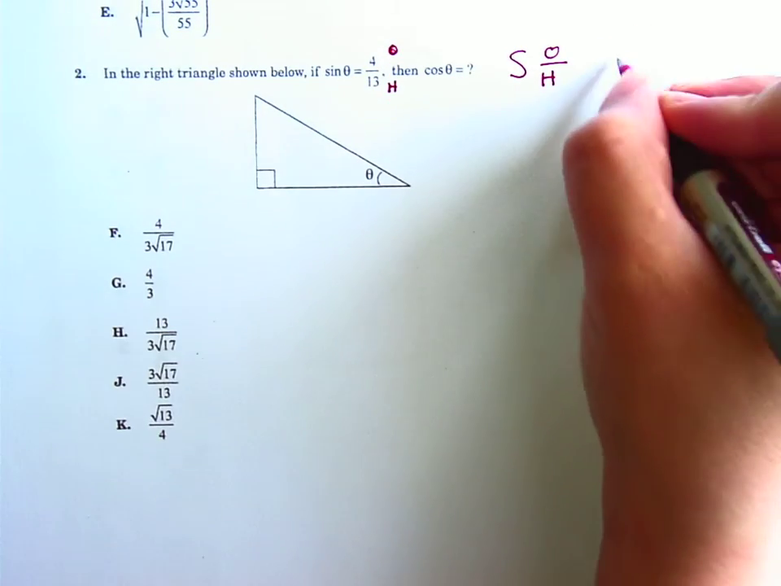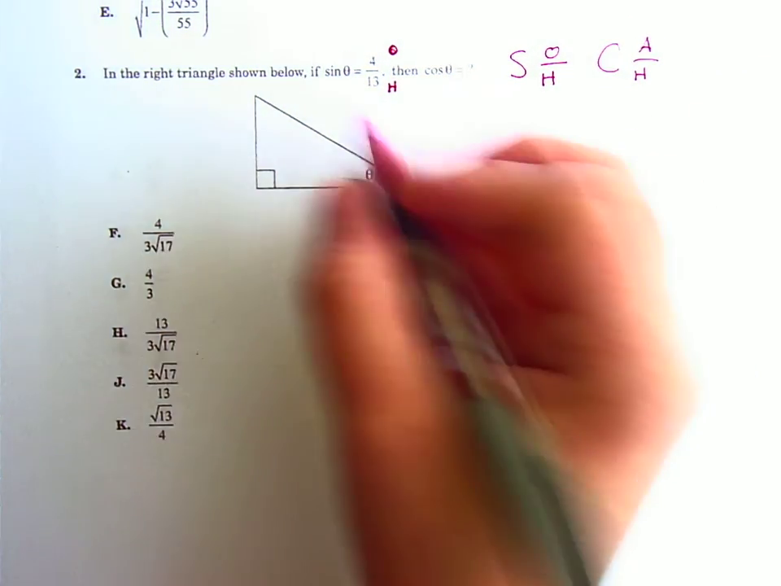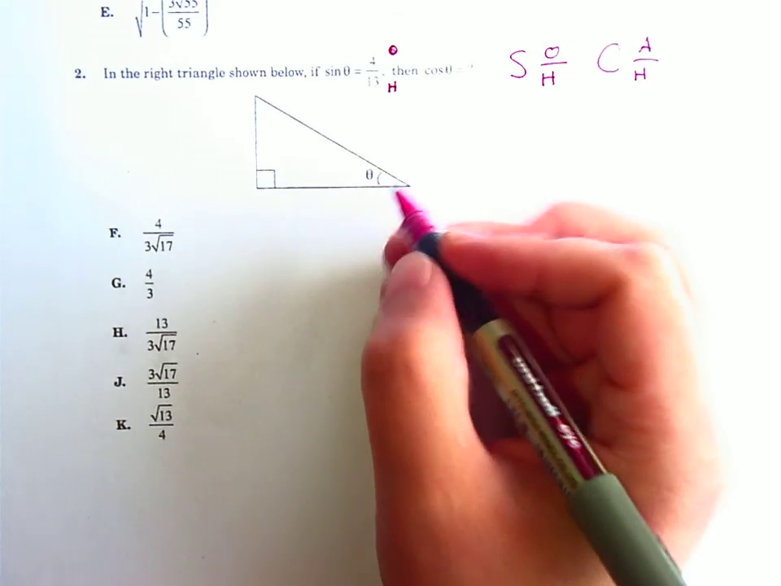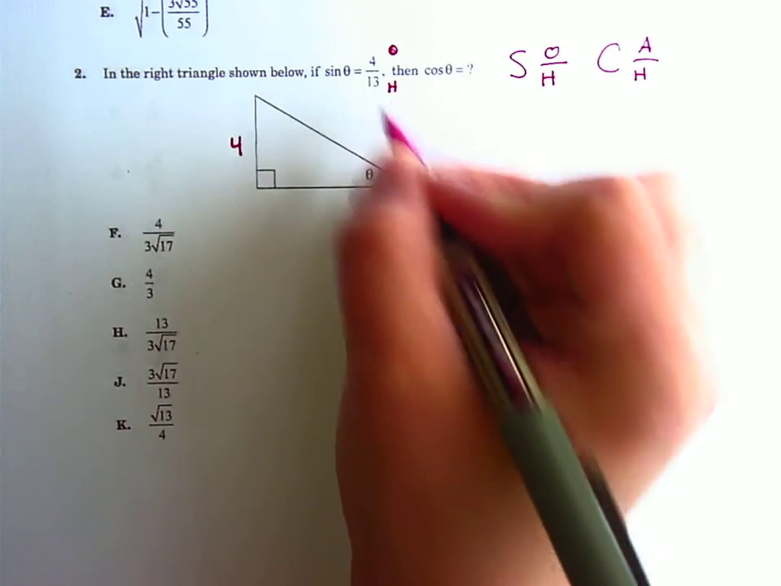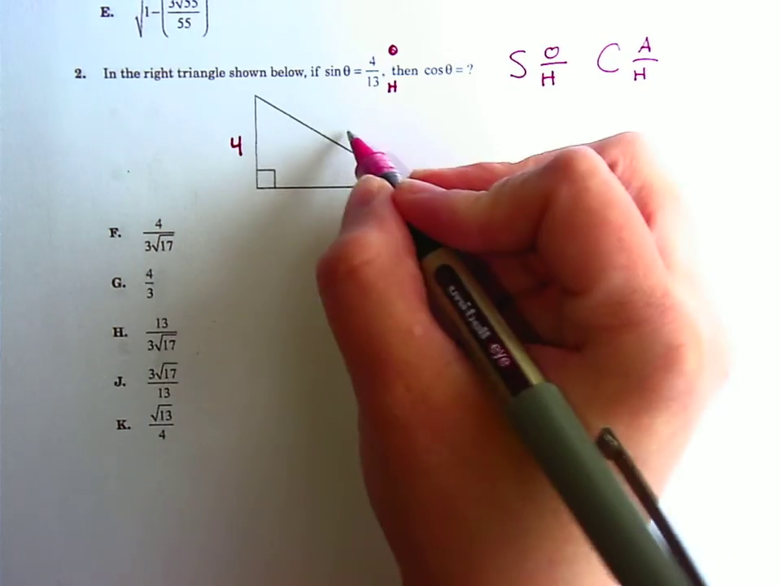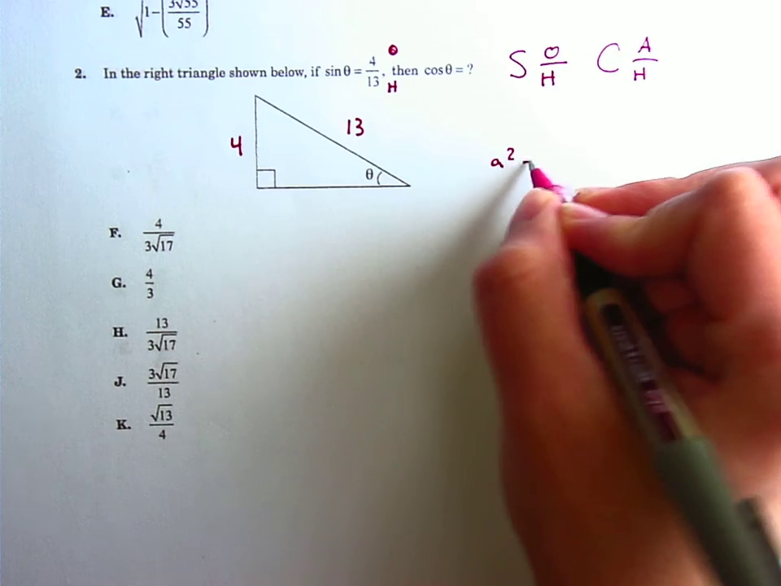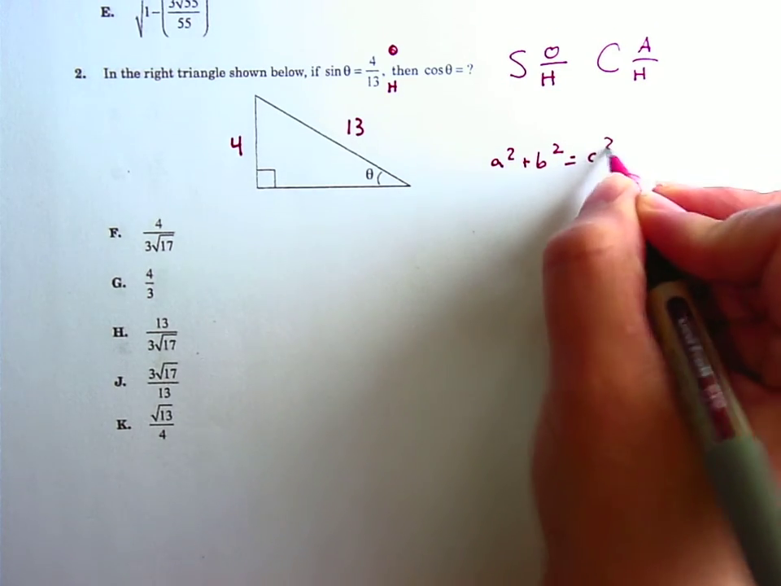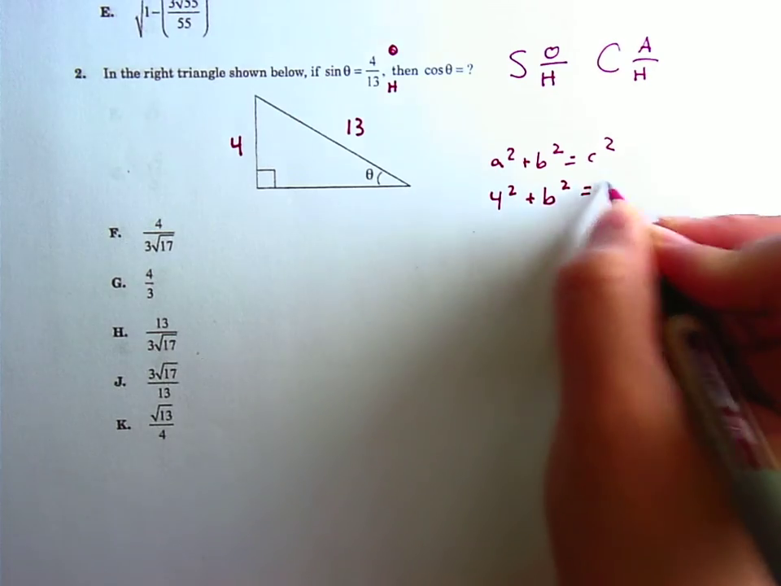And for cosine, CAH, we know we need the adjacent and the hypotenuse. We're just going to fill stuff in and figure it out again. So the opposite from this angle is 4. That's over here. The hypotenuse from this angle is over here, and we don't know this one. So now I'm going to use a squared plus b squared equals c squared. That is 4 squared plus b squared equals 13 squared.